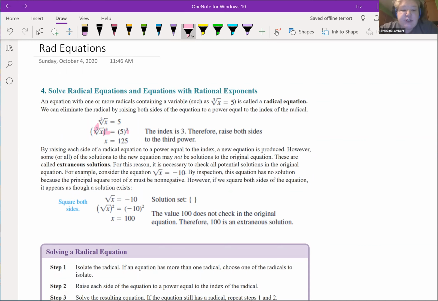But here's the catch. Whenever you raise both sides of an equation to a power, you introduce the possibility of extraneous solutions, meaning some of the solutions to the equation may not be solutions in the original equation. And it in fact is possible to have no solution at all, even though you did all the math work and you got a solution, it just does not solve your original equation. Like check out the straightforward example here, square root of x equals -10.